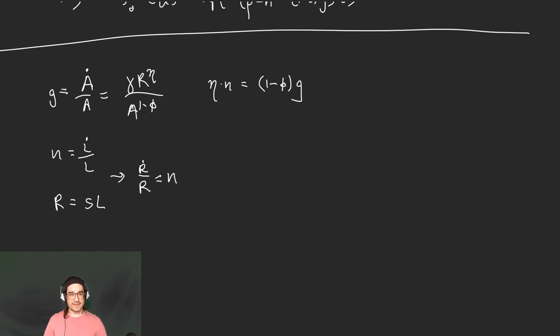It's a little funky because we're trying to find the growth rate g, but this equation also has g. But this equation lets us solve for g. So just divide through and you get g star equals eta times n over 1 minus phi. And that's it.